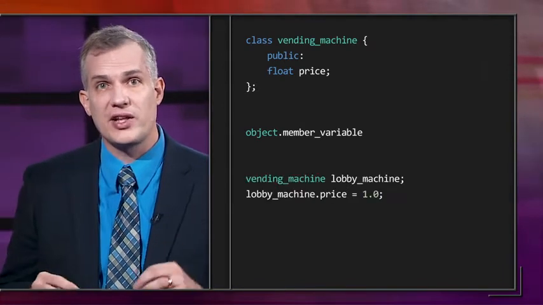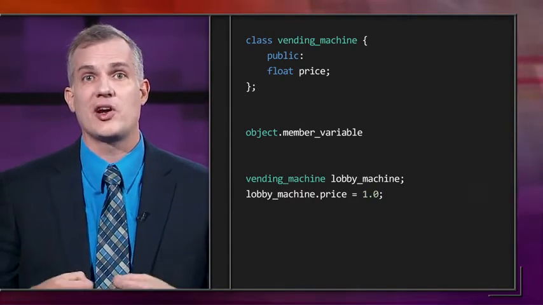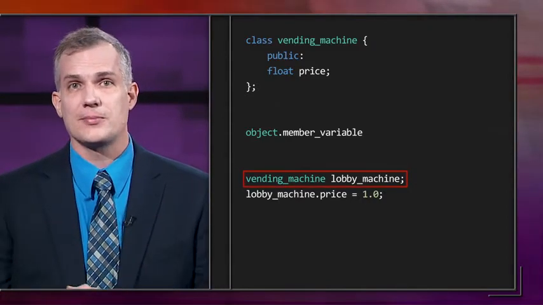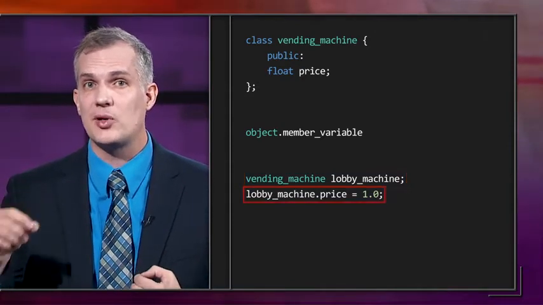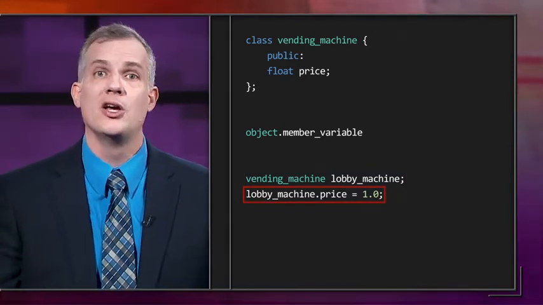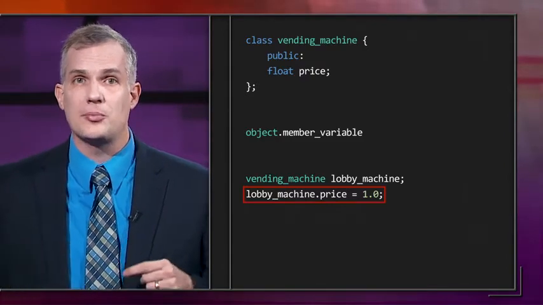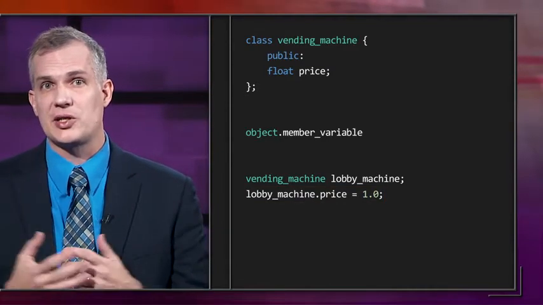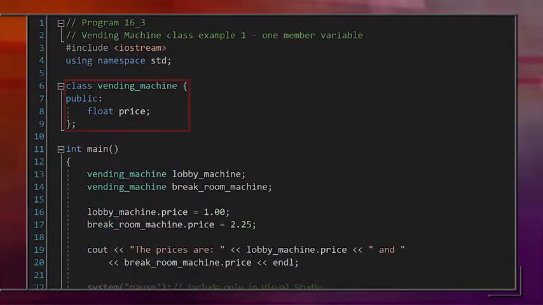So, if we've declared an instance of a vending machine, like the variable lobbyMachine, we say this is a VendingMachine object. To access the price member variable inside of lobbyMachine, we write lobbyMachine.price. Let's step through this program line by line just to make sure it's clear what's going on. We have our class definition at the beginning. This declares a VendingMachine type that's available to the entire program. In this case, the class contains just one public member variable, a float variable named price.